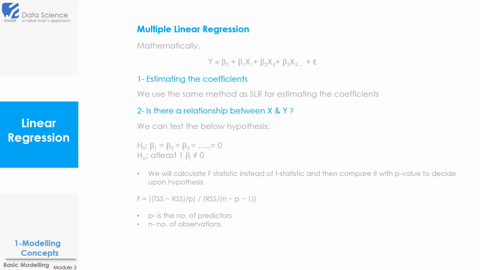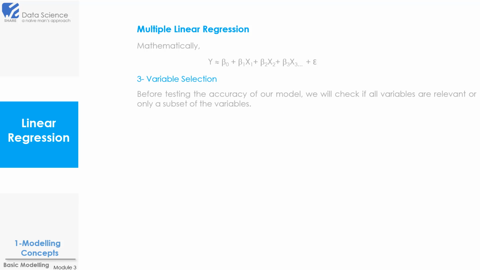Now let's move on to the next topic. As I said earlier, there is an additional step, that is variable selection. Now in MLR we have more than one variable. So it is important that we know which variables are relevant and which are not. Accordingly, we will include only those variables that are relevant to our model. This process is called variable selection.